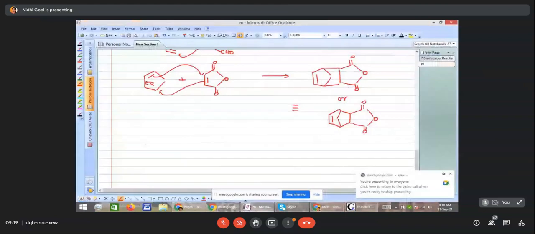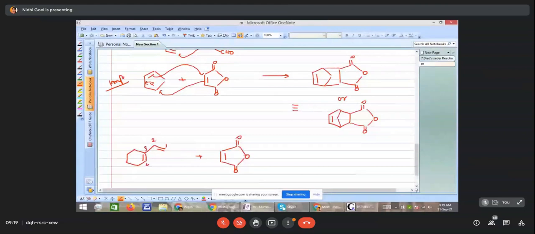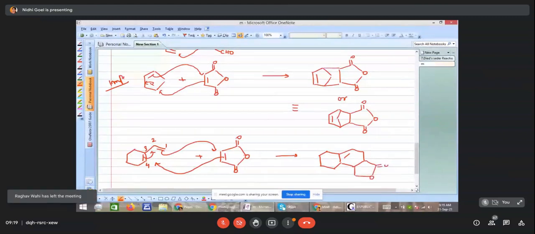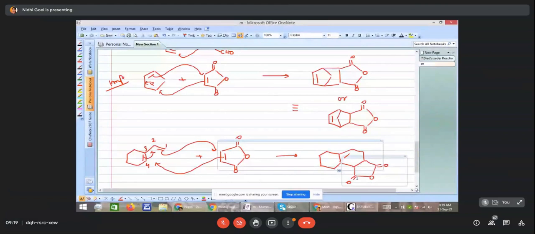One more example, mostly a question comes in the examination on this example. Another is also important. This is conjugated diene and this is dienophile. So this is 1, 2, 3 and 4, 1,4 addition. So the product is this. So these are some examples of this reaction.